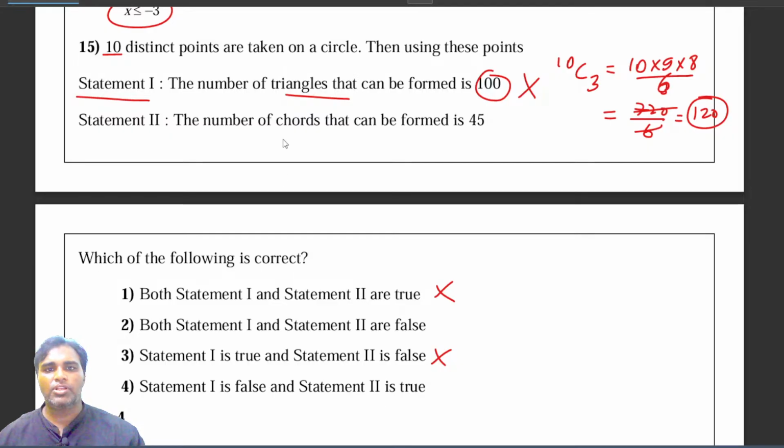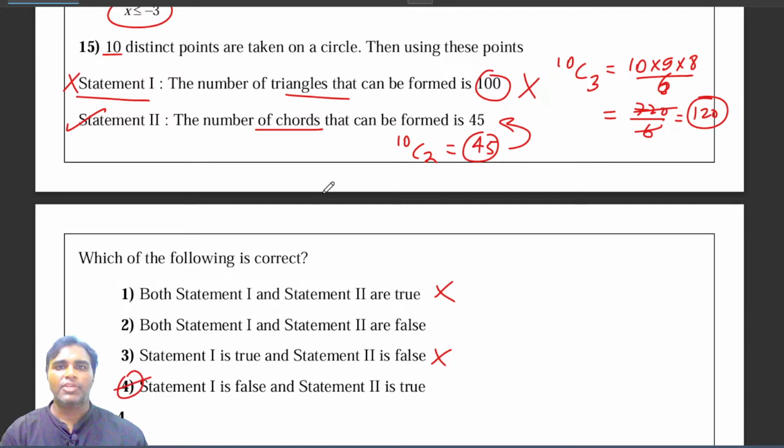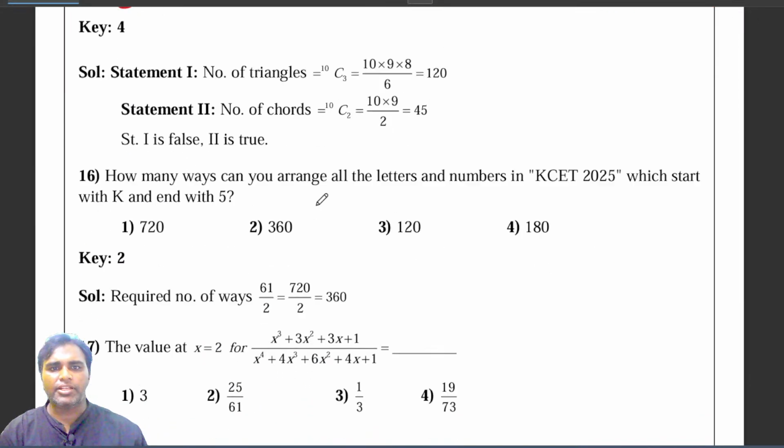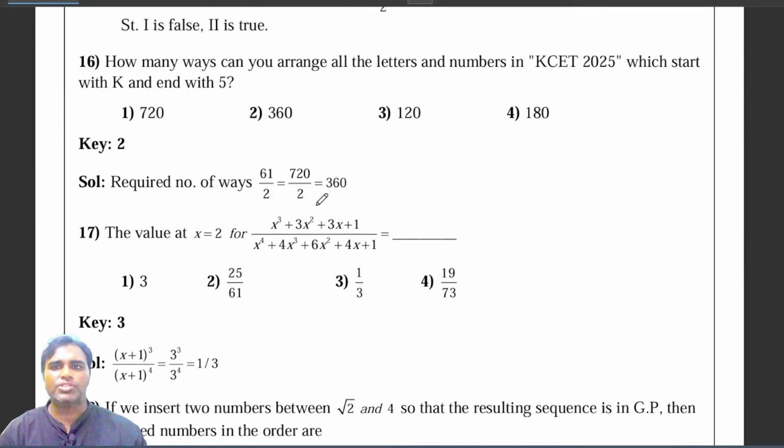So now this one. Chords. For chords we need 2 points. Out of 10 points I need 2 points. So 10C2 is nothing but 45. So it is a correct statement. This one is false. So we are going with option number 4. NCERT based problem, not so much tough. Clear? 10C3, 10C2.